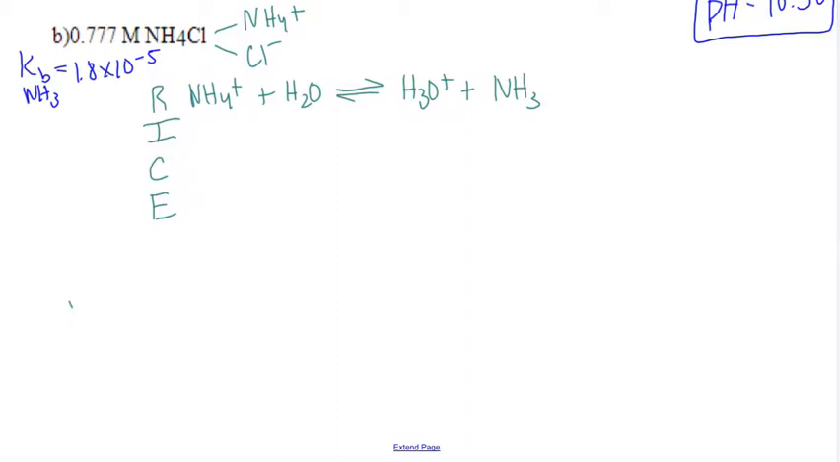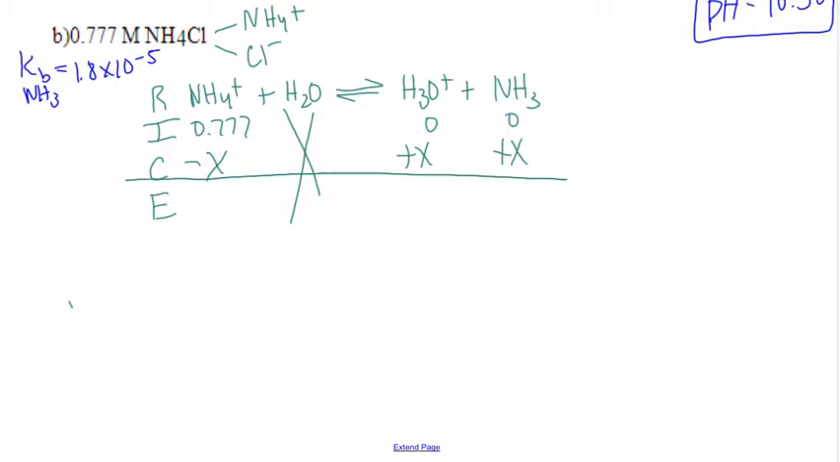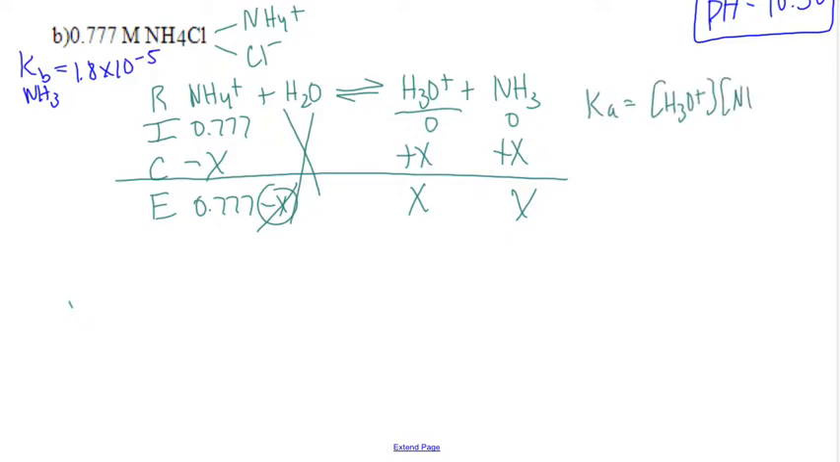Guys, zero sympathy if you don't have your charges on there. They're not optional. Okay? So 0.777, 0, and 0. Shift to the right, minus X, plus X, plus X, 0.777 minus X, X, and X. So we're ready for our expression. What kind of expression do we have to write? Ka is equal to H3O plus times ammonia divided by ammonium.